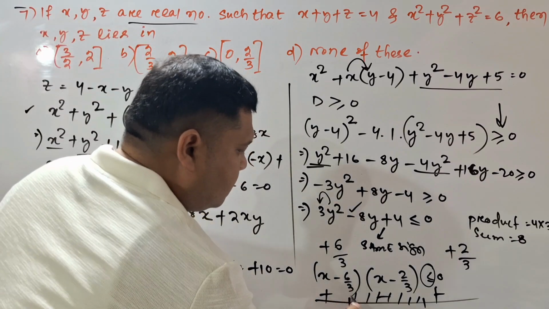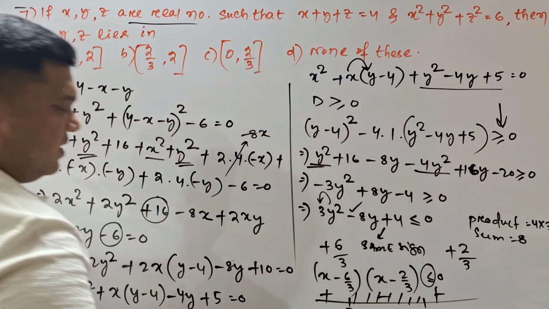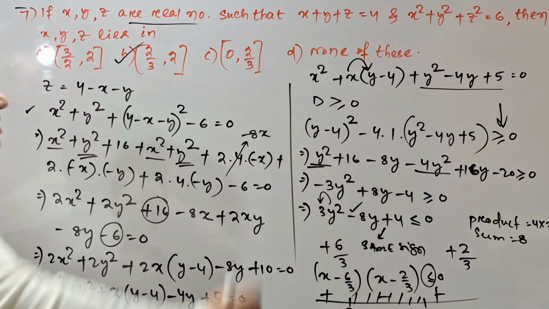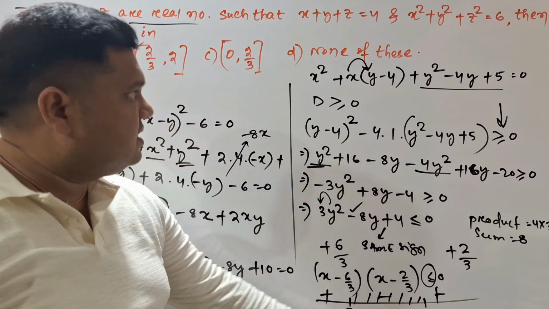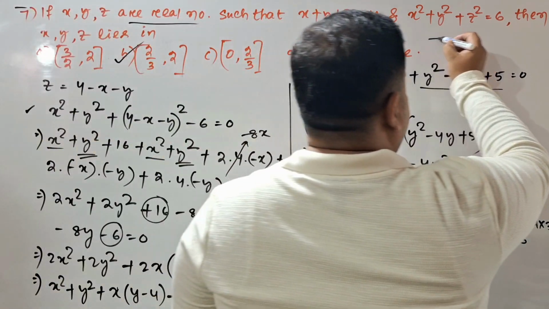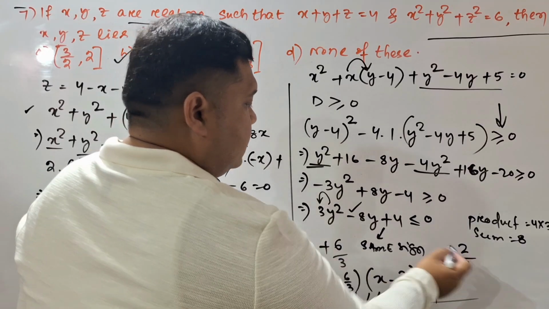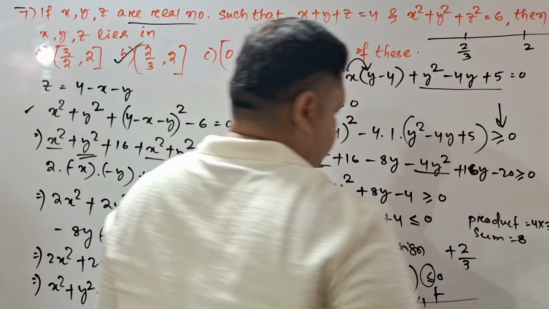to 6 by 3, which is 2. So 2 by 3 to 2. Option B is correct. You can cross check. Here on the number line, 6 by 3 means 2, and this is 2 by 3.